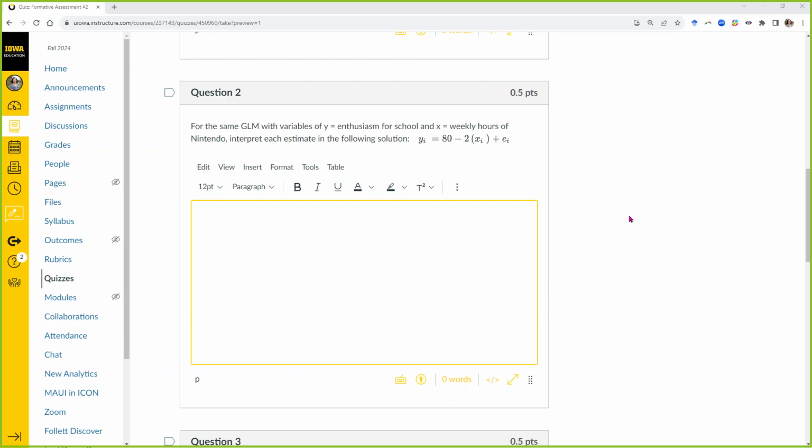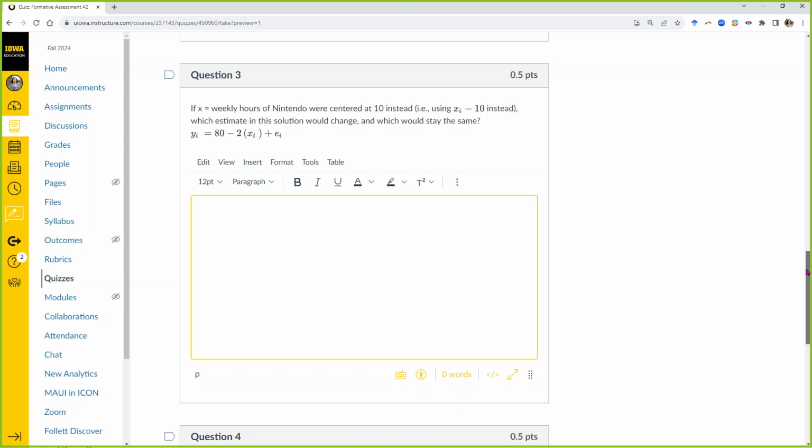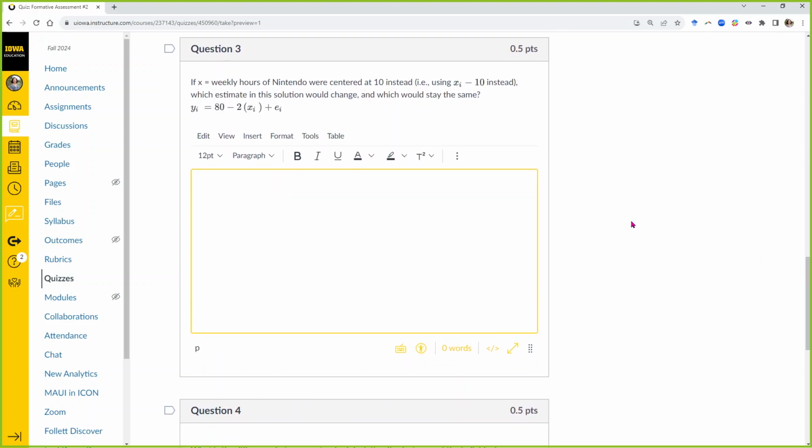All the reasons why people differ in enthusiasm besides Nintendo. Yes, exactly. It could be if there's different classes offered. It could be if they had homework to do, like hours of homework they spent. That could affect enthusiasm. Anything that we might expect to affect enthusiasm or be related to enthusiasm.